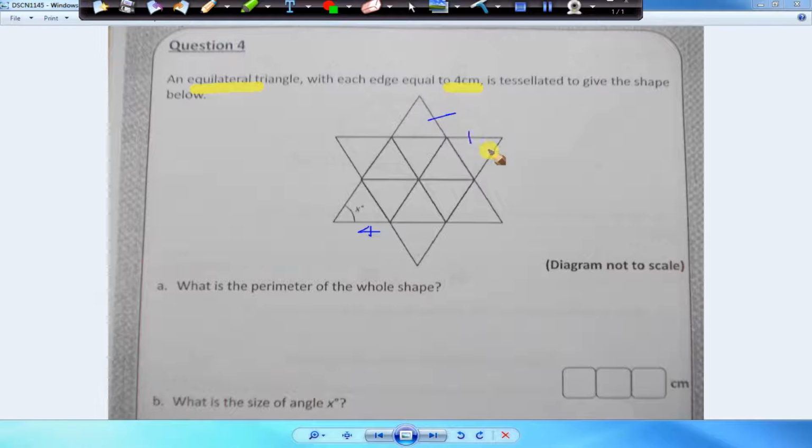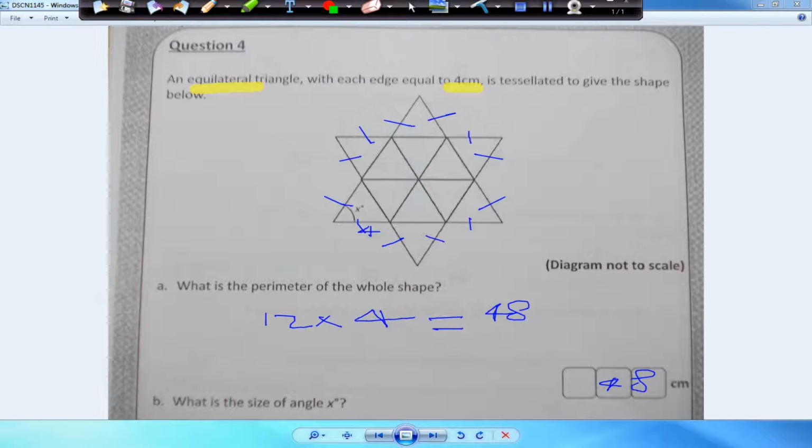So 1, 2, 3, 4, 5, 6, 7, 8, 9, 10, 11, 12. So we have 12 sides, and each one is 4 centimeters long. This is my calculation: 12 times 4. And that will give us an answer of 48. So 48 centimeters the length. That goes here. Next we've got to work out the size of angle X.